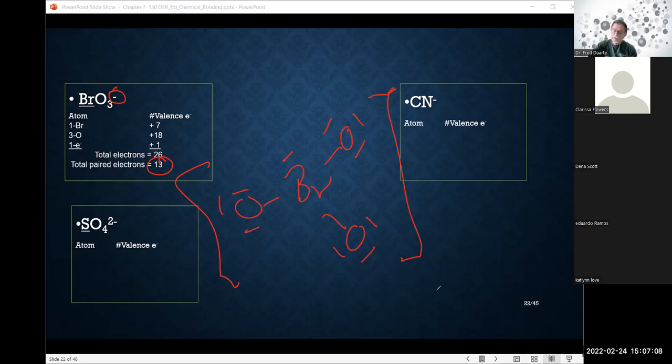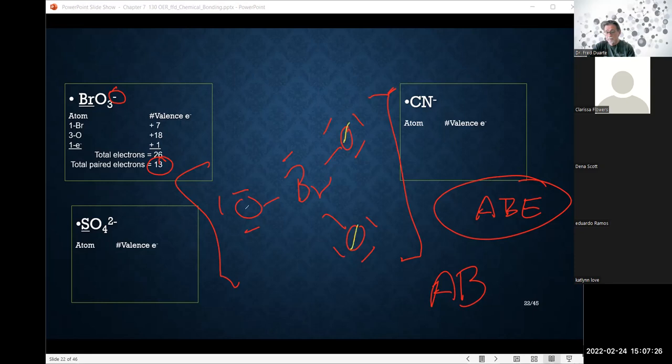Now, can we determine the general formula of ABE? Yes, we can, no different from the neutral species. So we have A, we got B3, because it's got 3 oxygens around it. I changed the color here to make sure you see what I'm talking about. So I got 1, 2, and 3. So that's B3. And then we got a lone pair on the bromine. And so we end up with the E, okay?